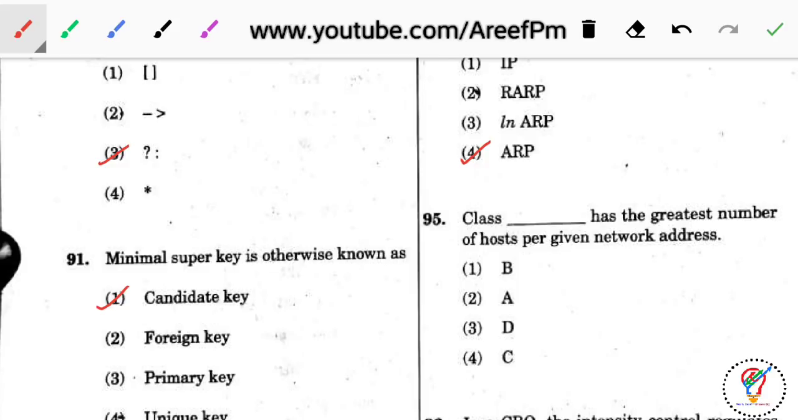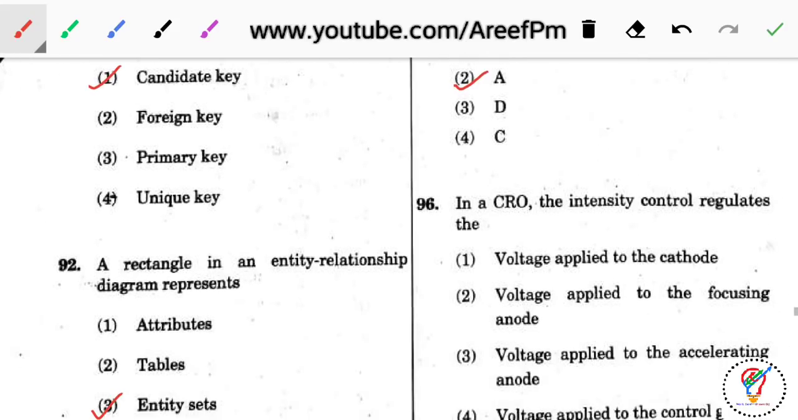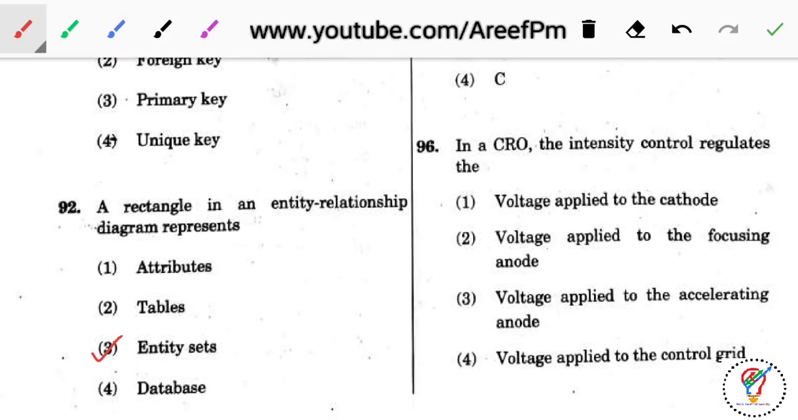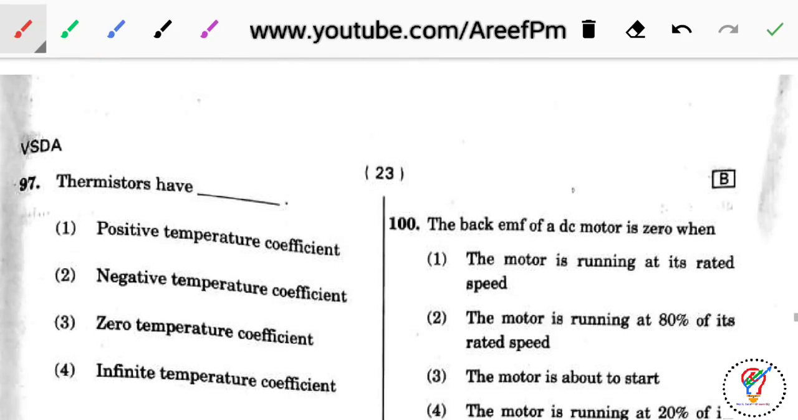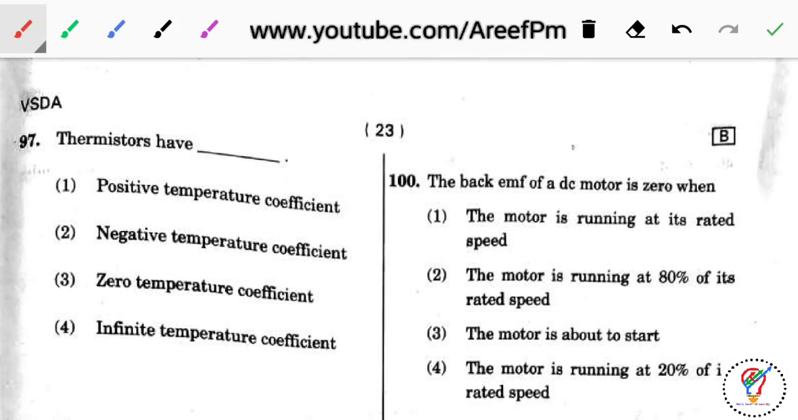95, slash has the greatest number of hosts per given network address. So 95 it is A. Next one, in a CRO, the intensity control regulates the voltage applied to the focusing anode. Here. Next one, 97 question, the thermistor will have negative temperature coefficient.